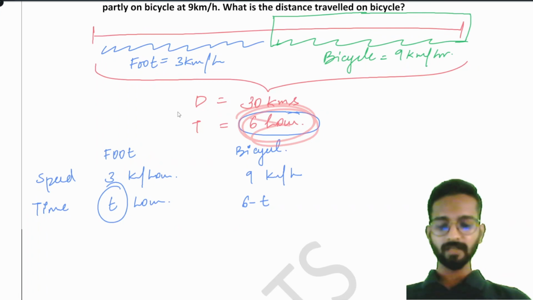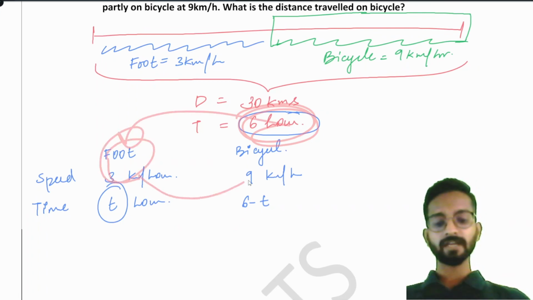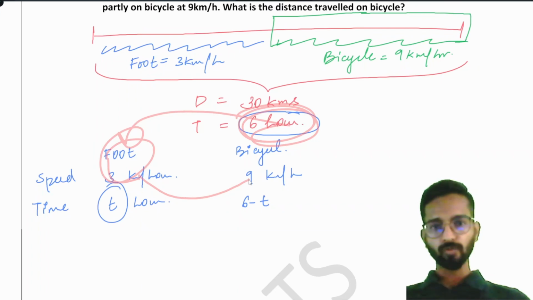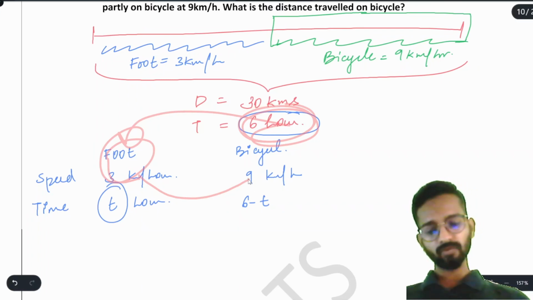Okay. If I tell you I am traveling 2 hours on foot, and now I ask you how many hours I spent traveling by bicycle, what will you say? Sir, you traveled for 6 hours. You traveled on foot for 2 hours. It means you are traveling on bicycle for 4 hours. Very simple. That only I am saying.